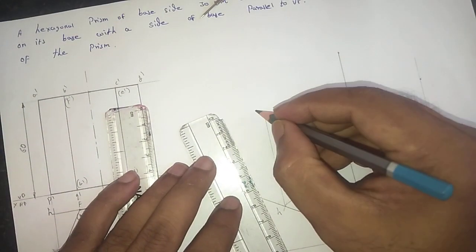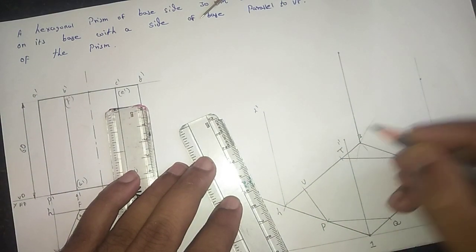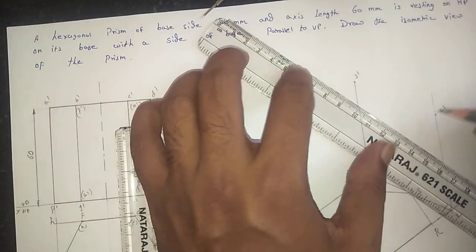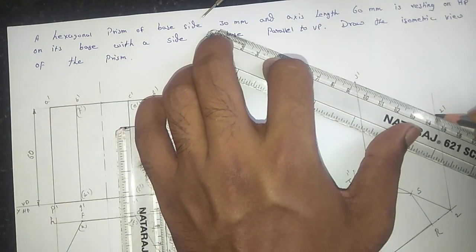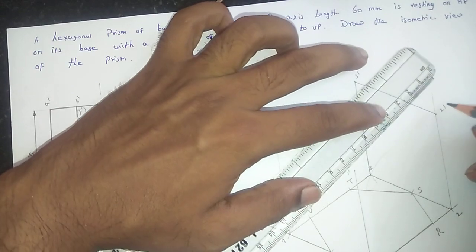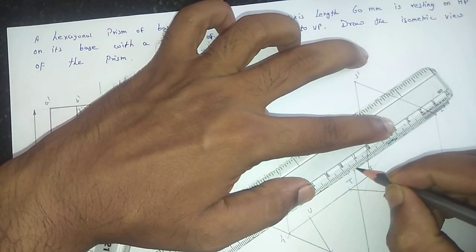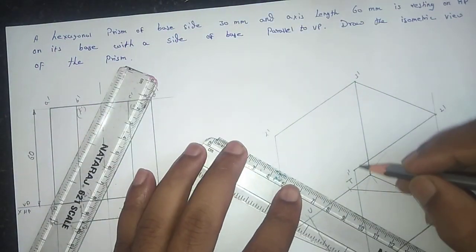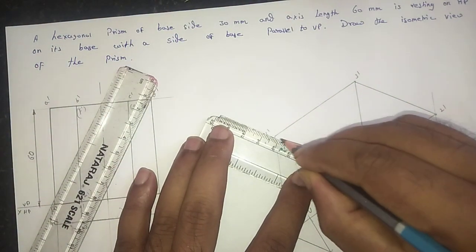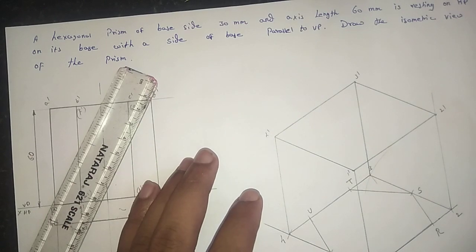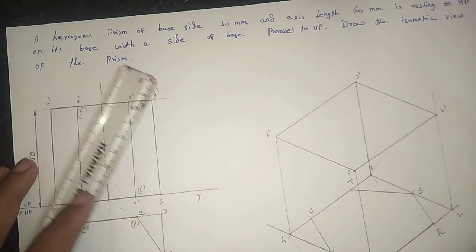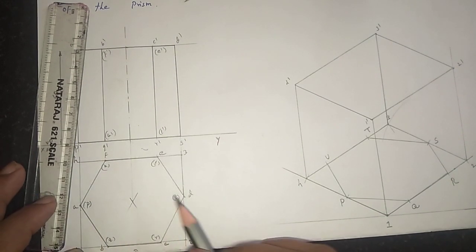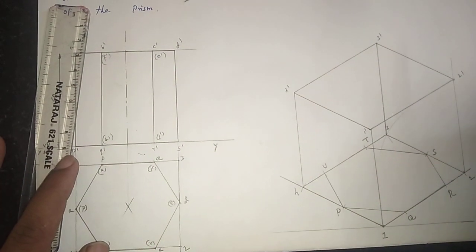So this point is 4 dash, and this one is 1 dash, this one is 3 dash, and this one is 2 dash. Now we need to connect all the points 2 and 3, 2 and 1, 3 and 4, and 4 and 1. Now we need to mark the points A, B, C, D, E and F on the top face of the hexagonal prism.